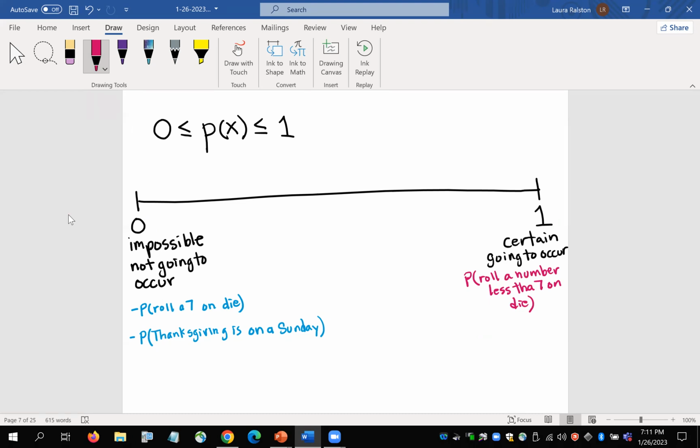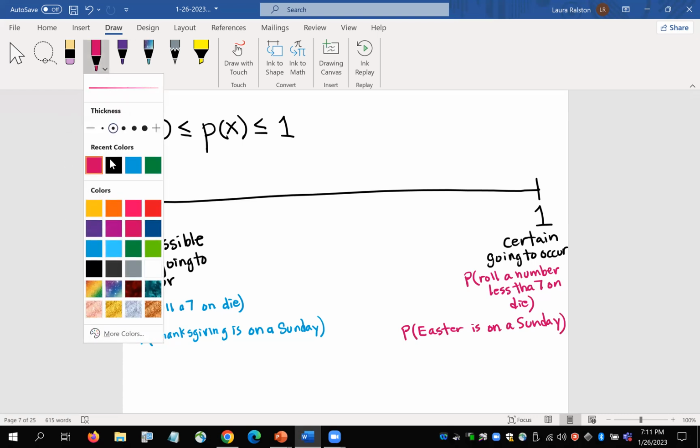Probability Easter is on a Sunday. Well, there again, if you're familiar with the calendar within the United States, Easter is always on a Sunday. So there's a 100% chance it's going to be on a Sunday.